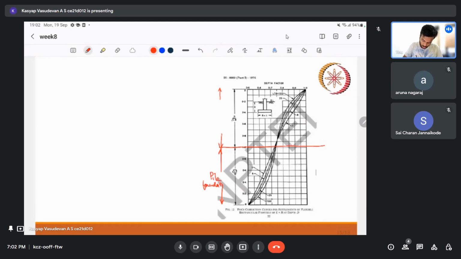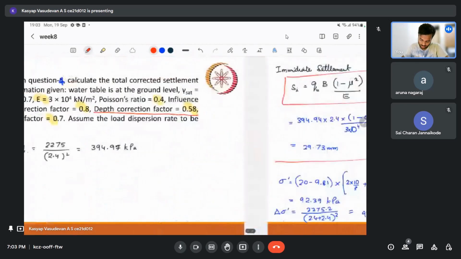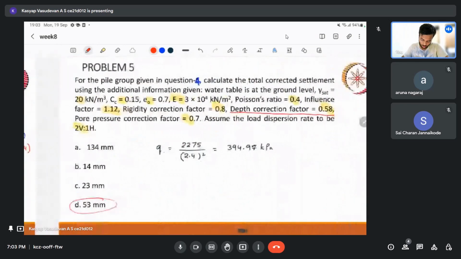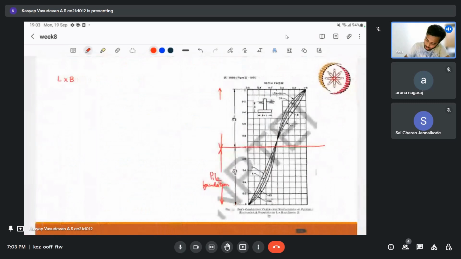So in order to use this Fox chart, Fox correction curves, we have to adopt that. So what is our L by B? Here our L into B is nothing but the same. We have square piles, right? So square piles is 0.4 into 0.4. L and B we can take, and what we have is root of L into B by D. So L into B is 0.4 into 0.4.